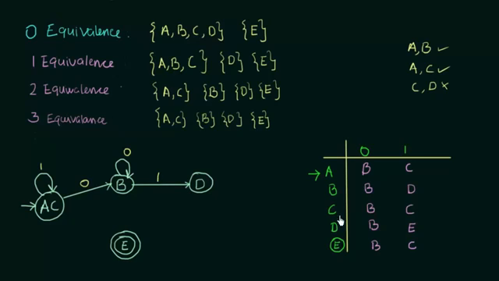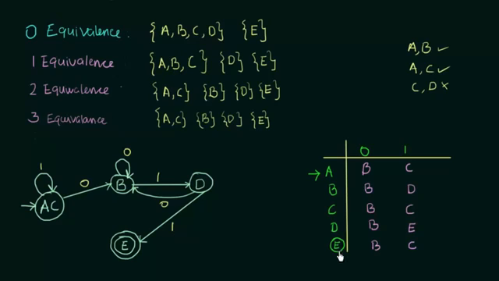Okay, now coming to C. So we see that C is already completed. It was combined with AC. So look at D, this D. D on getting input 0, where does it go? It goes to B. D goes to B on getting input 0. Okay, and where does D go on getting input 1? It goes to E. D goes to E on getting input 1. And D is complete.